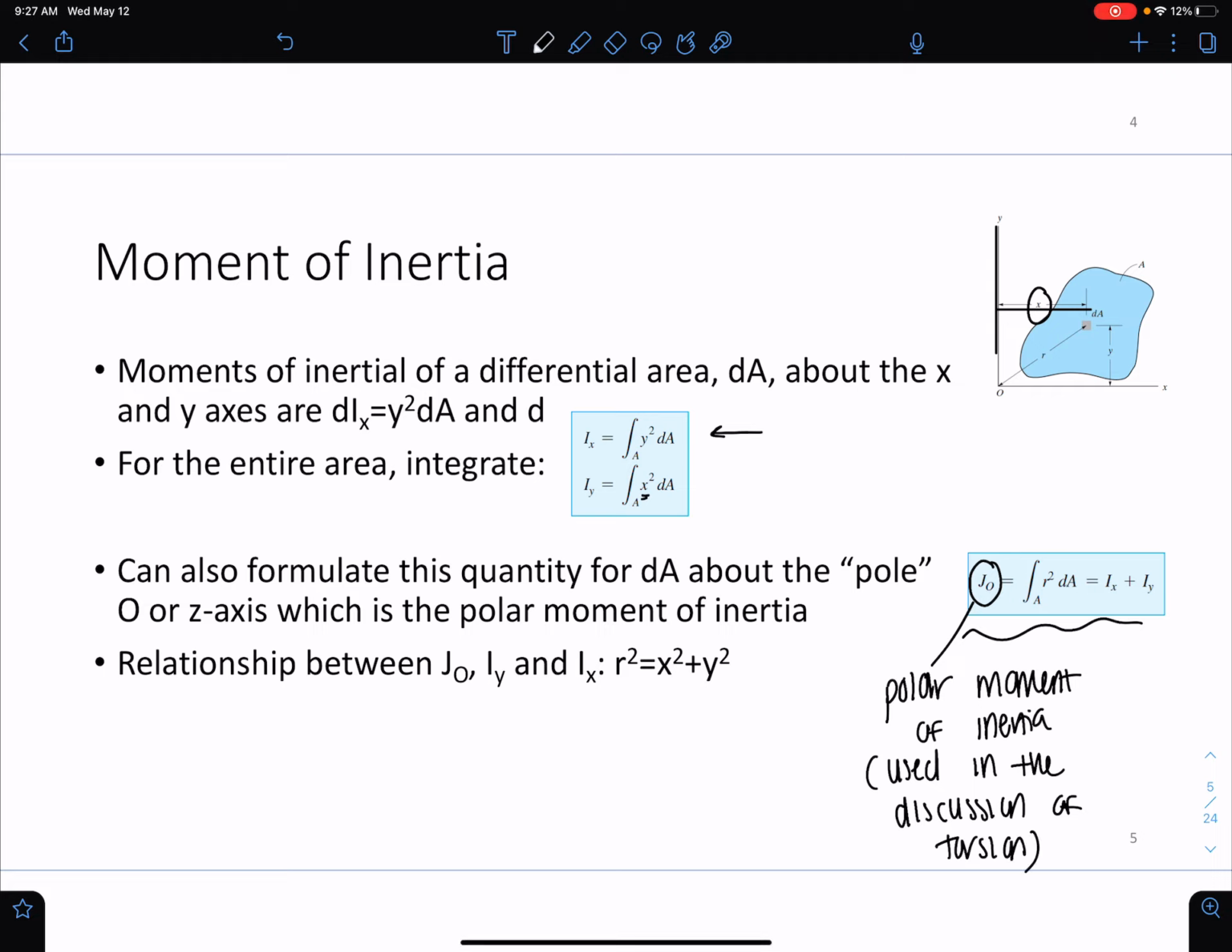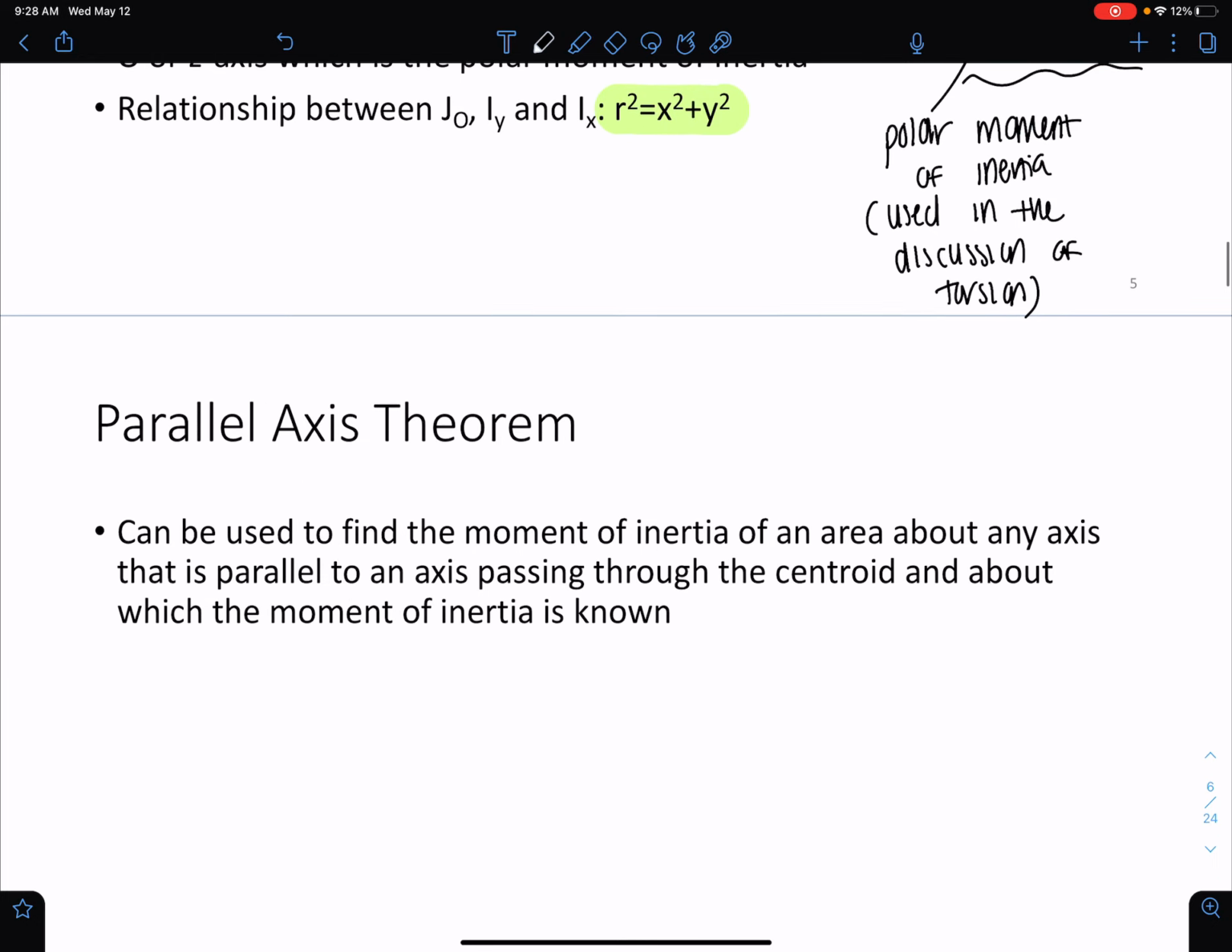Okay. Now, the relationship between the polar moment of inertia, the moment of inertia about the x-axis, and the moment of inertia about the y-axis can be formulated using r squared equals x squared plus y squared, and you can think about this as the formulation for polar coordinates, right? This is the same relationship that you would use to go from polar to Cartesian coordinate system, which is exactly what we're doing here, okay?